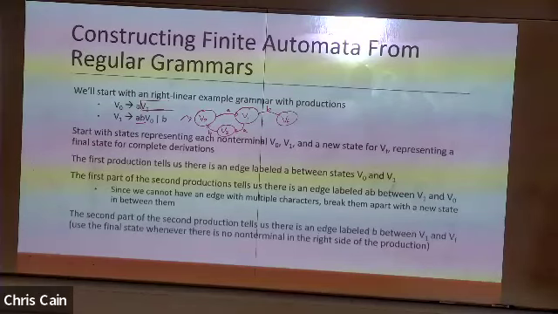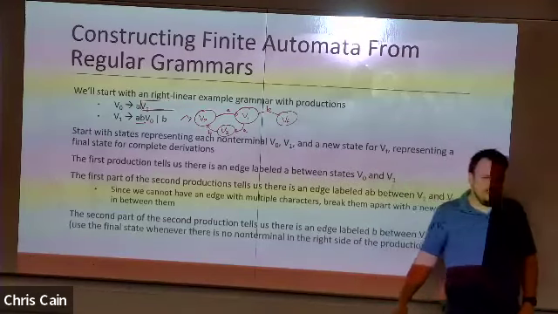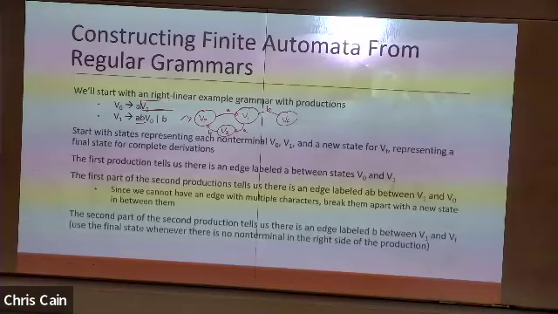So definitely not a DFA, but is it an NFA? Yes, it is. We don't need to further specify. So it turns out that translating a right linear grammar into an NFA is actually quite straightforward.